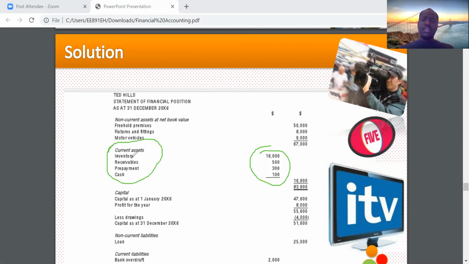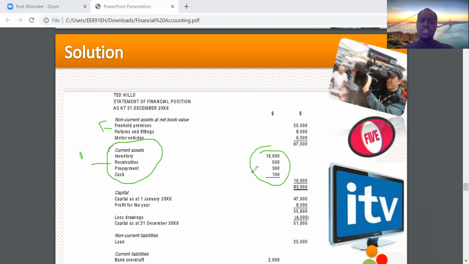Again, if you want to tell what is a current asset, you look at the one-year threshold. All these items here are intended to be converted into cash within a year. These ones provide long-term benefits that extend beyond a year. If you have a motor vehicle, you can use it for more than a year. Fixtures and fittings, more than a year. Premises, more than a year. But these items here are operational in nature and meet the one-year threshold. So you see, these are the current assets.